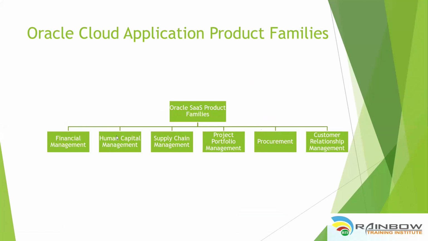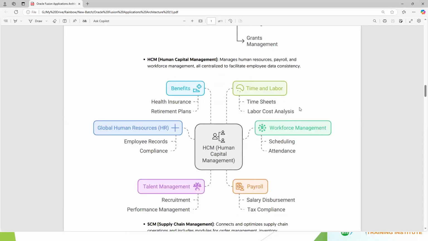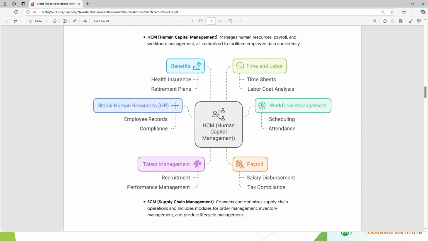Now, if I talk about human capital management, you see there are various different things. The moment you onboard an employee, depending on which location, all the employee-related records, their addresses, phone numbers, and so on come in. Benefits: many companies offer benefits like health insurance, retirement plans, and stuff like that. An employee is also associated with time and labor, which means timesheets and labor cost analysis, per hour cost, and all those things have to be maintained.